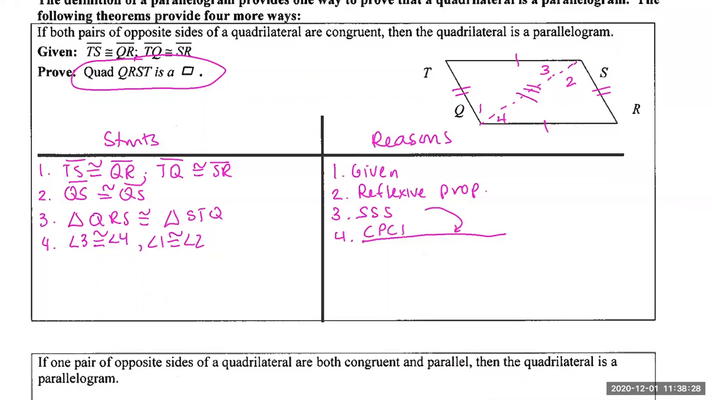So this is CPCTC. And now that you know that those angles, which happen to be alternate interior angles, are congruent to each other, your conclusion is that now the sides are parallel. So that TQ is parallel to SR and TS is parallel to QR. What might the reason be for this one? What do you guys think?